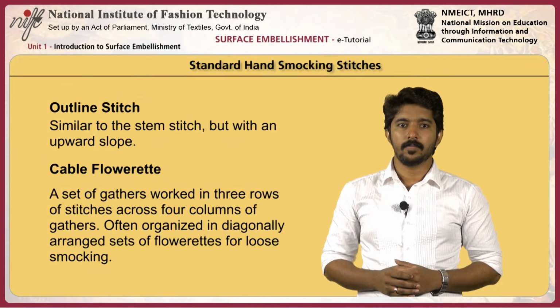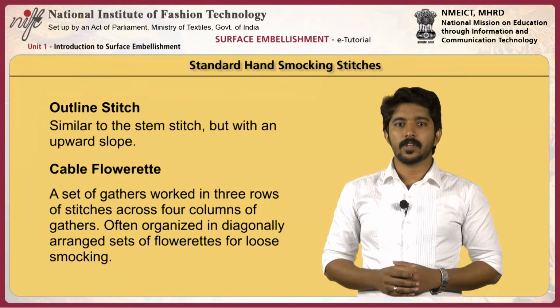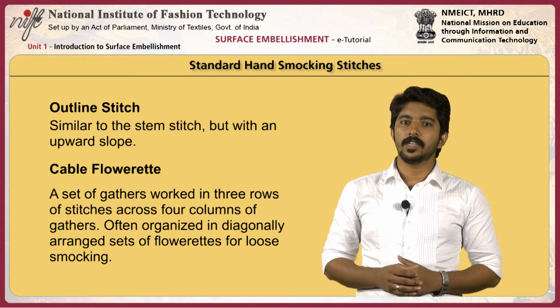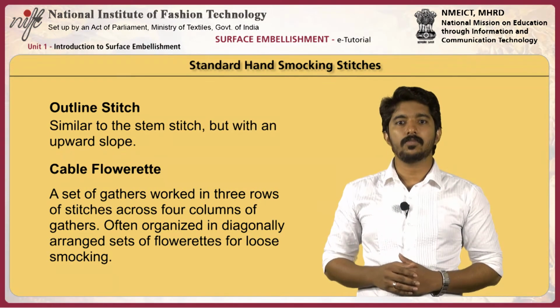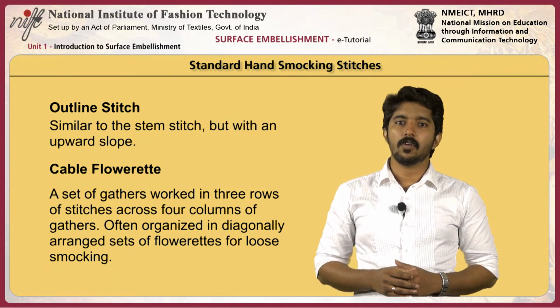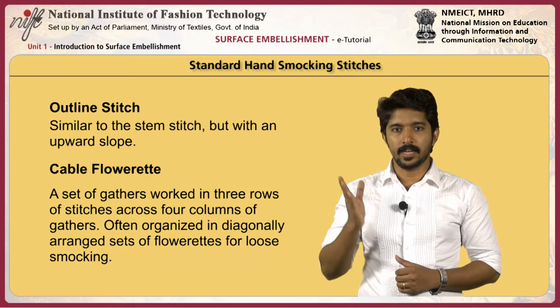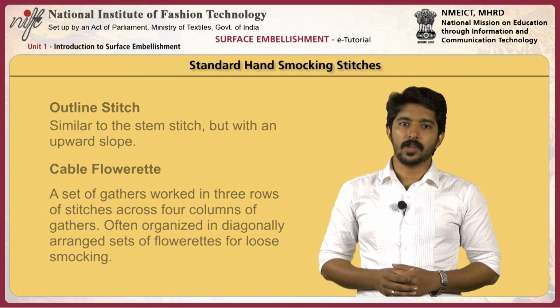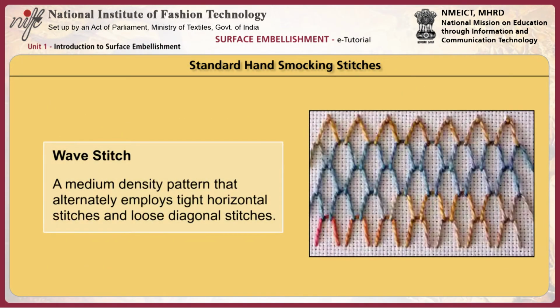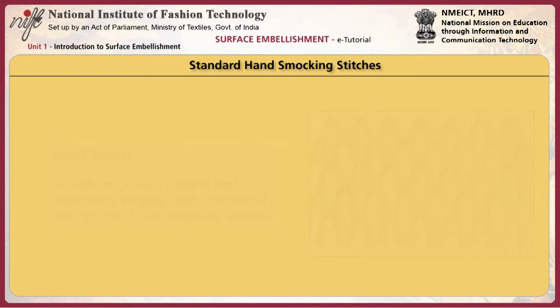Cable florette. Cable florette is a set of gathers worked in 3 rows of stitches across 4 columns of gathers. These are often organized in diagonally arranged sets of florettes for loose marking. Wave stitch. Wave stitch is a medium density pattern that alternately employs tight horizontal stitches and loose diagonal stitches.